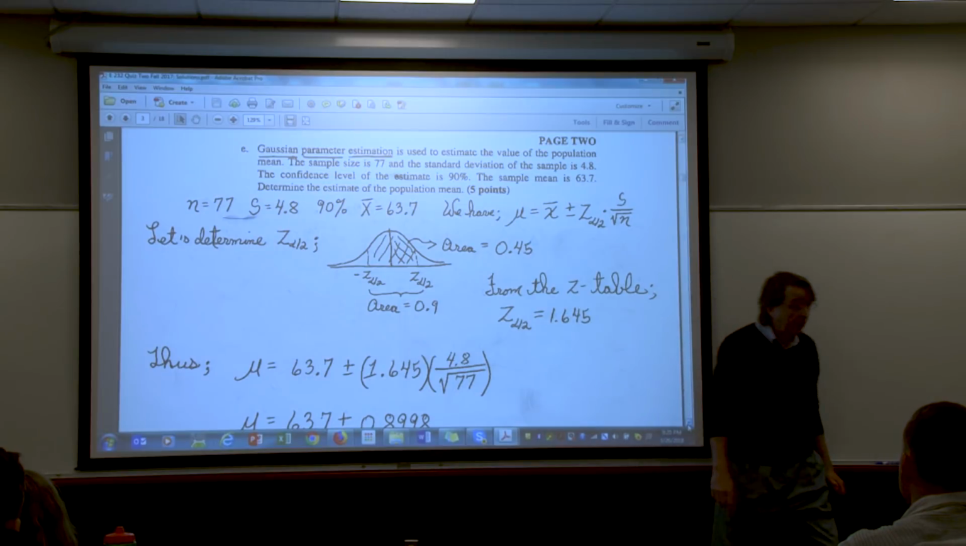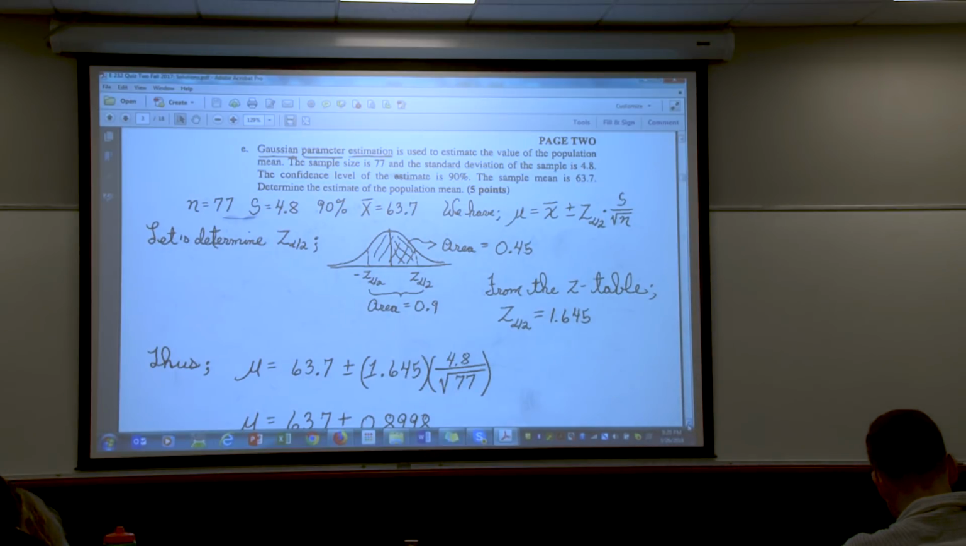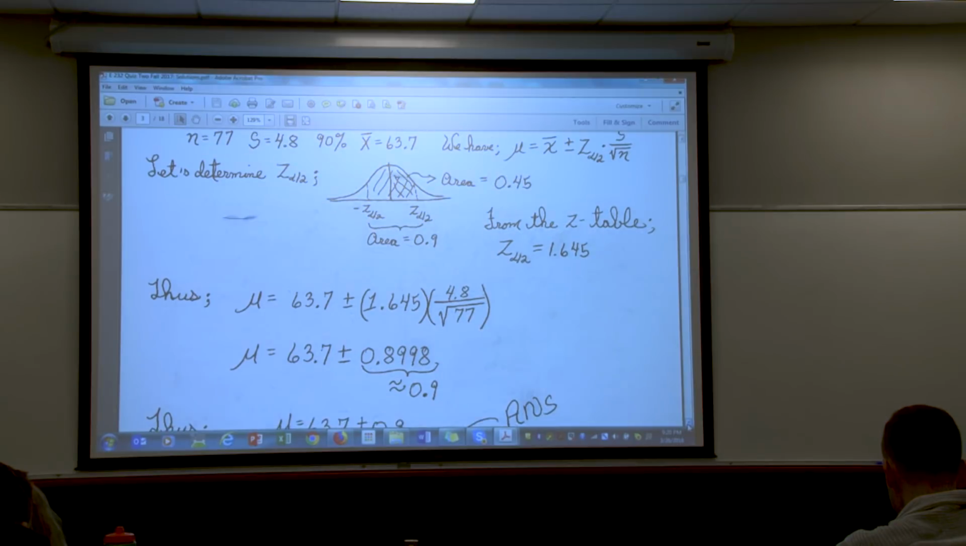Ryan, help me out. If the sample was under 30, you would have to use the student's t, right? Exactly. If the number of samples was less than 30, we would use the student t. Perfect, Ryan. And I'm pretty sure we have an example coming up of the student t.